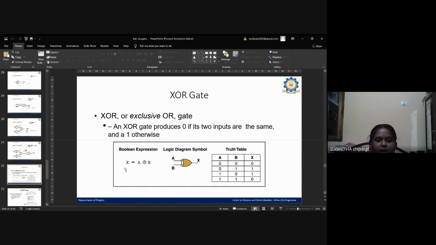Next, the logic diagram symbol is shown here. The truth table is given here. In this, if both inputs are 0, we get the output 0. If both inputs are 1, we also get the output as 0. If you want to get the output as 1, any one of the inputs must be equal to 1. So this is the case of the XOR gate.